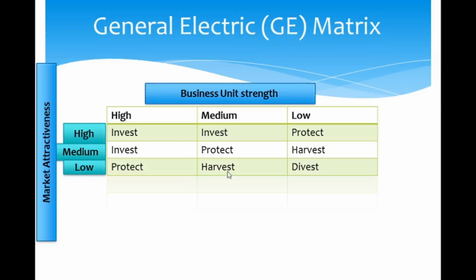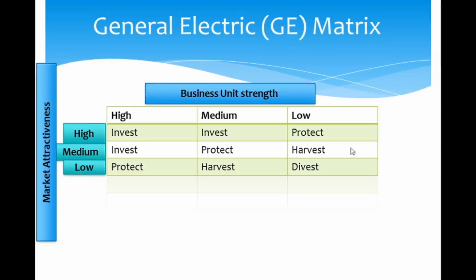Moving ahead to the next decision, that is harvest. Harvest refers to a situation where the business wants to generate cash out of a given investment. Usually harvest as a strategy is suggested when the market attractiveness is low and medium, and when the business unit strength is low and medium. Why is harvest suggested? It is a strategy where they are suggesting that rather than investing or protecting the investment, now it is the time to generate cash flows from whatever investment you had made.